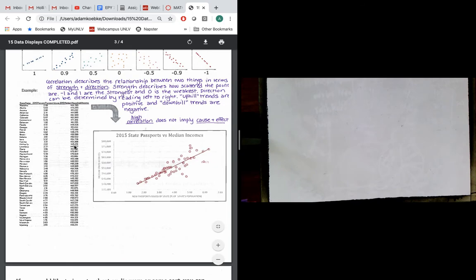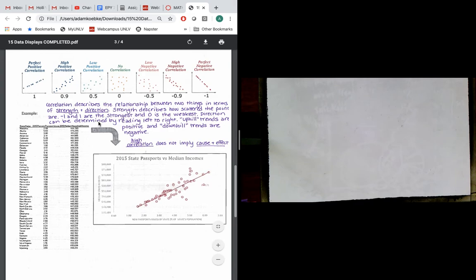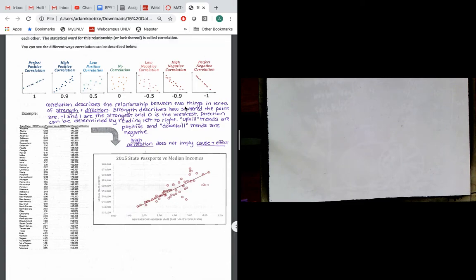So we always read a graph from left to right. And as we read a graph from left to right, if this trend line is increasing, then we say that that correlation is positive. If, as we read from left to right, the direction is heading downward, then we say that you have a negative correlation. So that's the direction part. The strength part is defined as how well do you fit on a line.